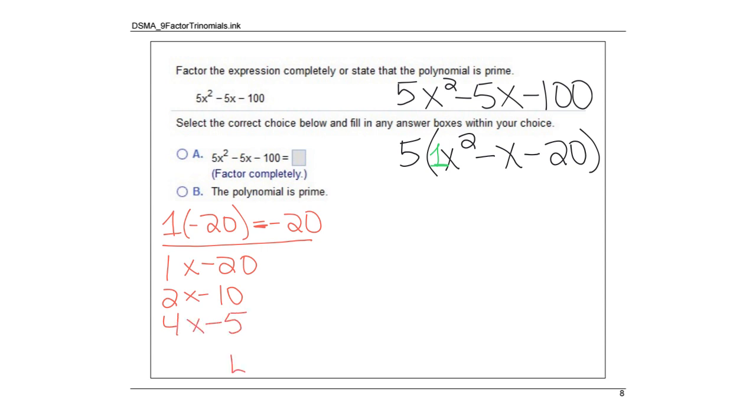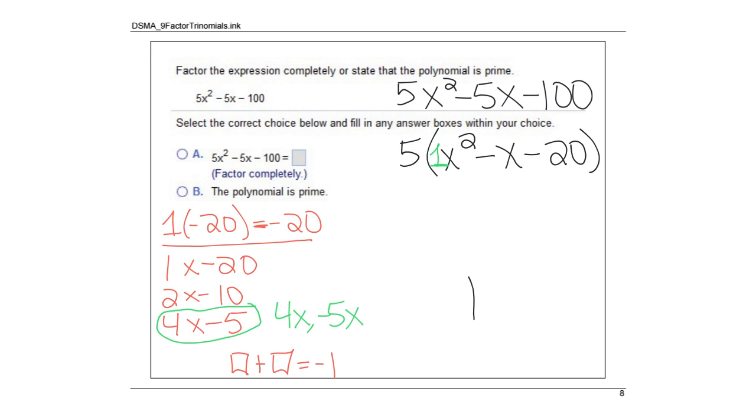All right, so I need two terms that are going to sum to negative 1, but when I multiply them, I get negative 20. So that's going to be 4 and negative 5. So I have 4x and negative 5x. So I can do either method at this point. Now here's the important part though. That 5 has to stay out front.